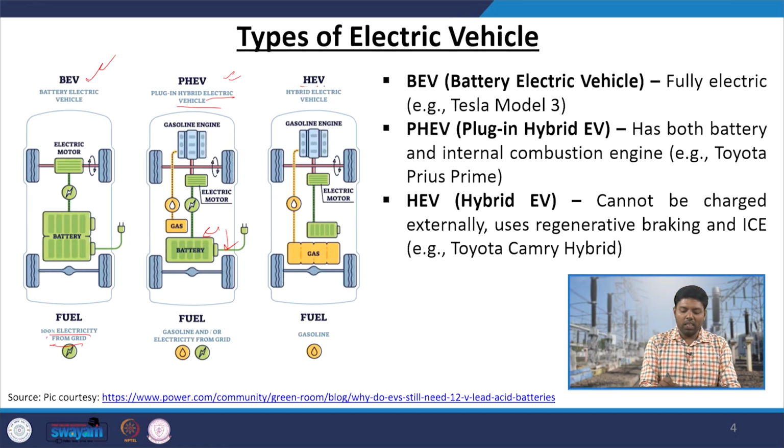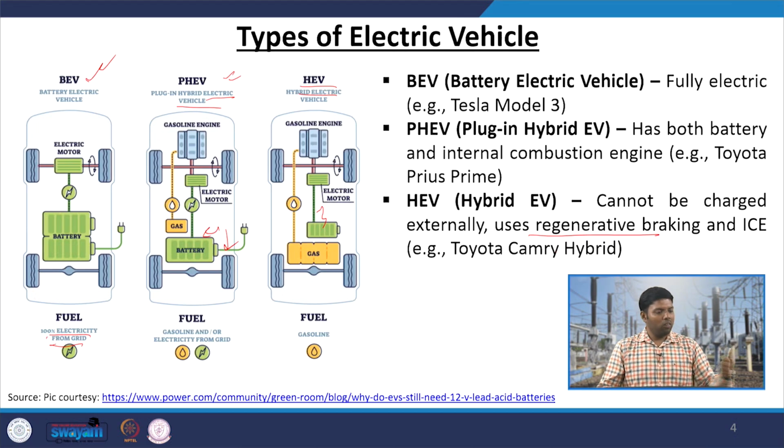Then you have the hybrid electric vehicle, where you do not have the plug-in facility. You have only the gas and the IC engine, and the battery is charged from this IC engine. That means the power you get, you convert and store in the battery, or otherwise you can store it using regenerative braking. That means when you brake, you are opposing the power output, so it will now flow in the opposite direction. That power you can store in your battery and use at a later time.